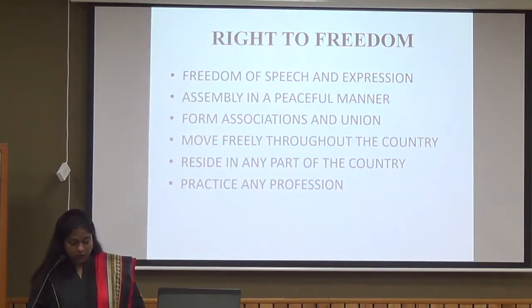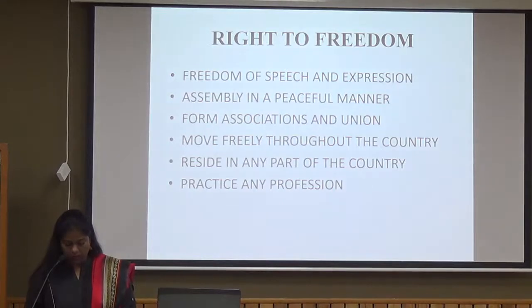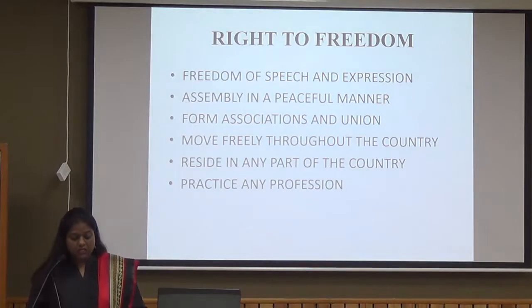Freedom of speech and expression, assembly in a peaceful manner, form associations and unions, move freely throughout the country, reside in any part of the country, practice any profession, or carry on any occupation, trade, or business. So these are certain rights that have been given by the government. Citizens have the right to hold meetings, processions, rallies, and demonstrations on any issue, freedom to travel to any part of the country, and all citizens have life or personal liberty.